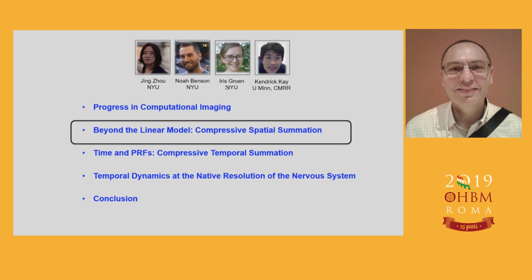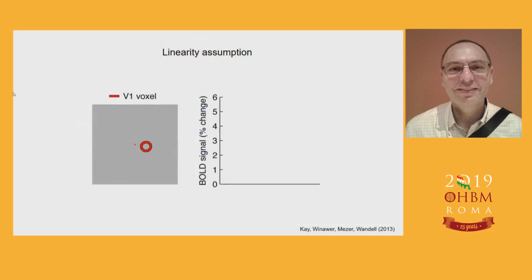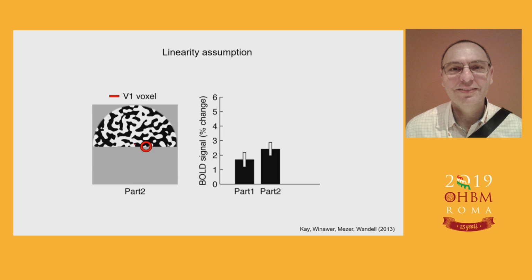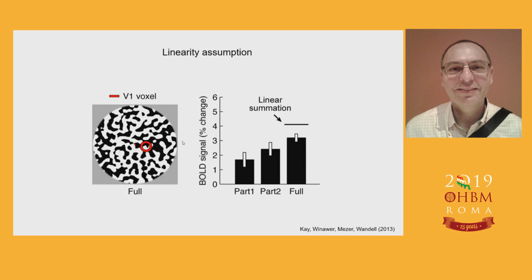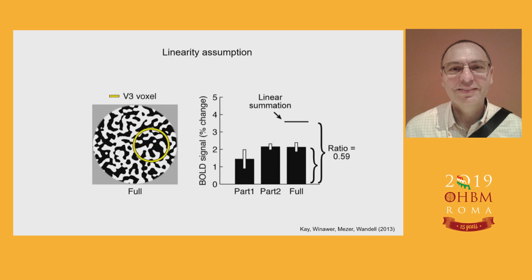Now, as great as that sounds, I'm going to move immediately to a model failure, because we learn a lot from the model failures. And this example of a failure is a failure of linearity. And I'll illustrate the assumption here. If you have a V1 voxel and measure its response to a stimulus part, and then measure its response to another stimulus part, the PRF model I showed you implicitly assumes that the response to the full stimulus would be the sum of those responses. But it's not. The measured response is less, about 20% less in V1, and an even larger failure of linearity as you move through the visual system.